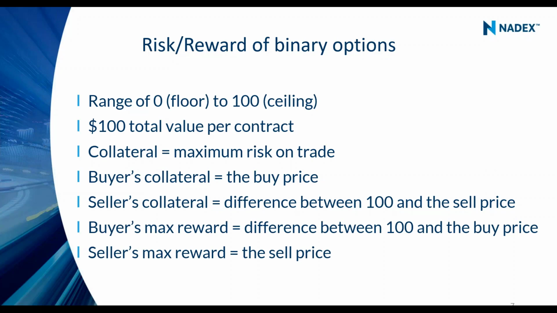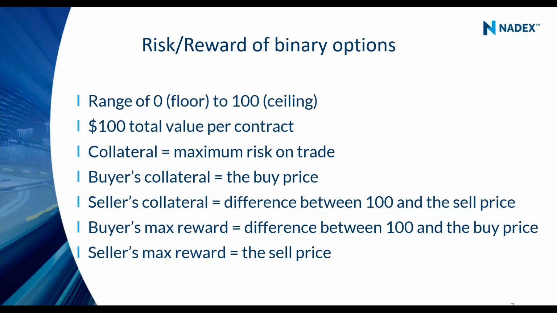Now, for a buyer, the maximum reward is 100 because that's where it's going to go to. I think this is going to be true. It goes to 100. My maximum reward is 100 minus what I paid. So let's use that 40 again for an example. If I think it's going to settle at 100, I think it's going to be true, I buy a binary option for 40. I am correct. It goes to 100 and settles at 100. I could potentially make 60. I'm risking $40 to potentially make $60.